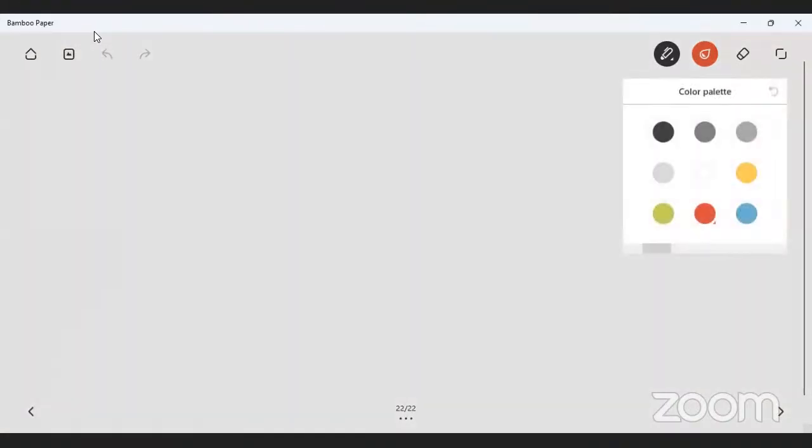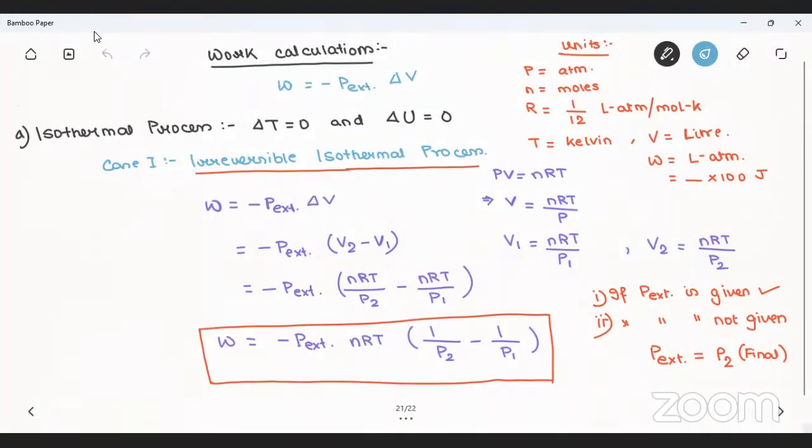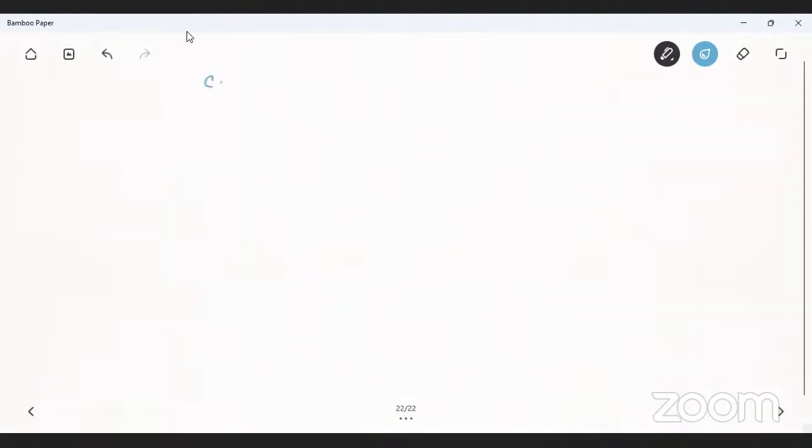Now, case 2. Do you remember the case we were doing? Case 1 was irreversible isothermal process. Now, case 2 is reversible isothermal process.